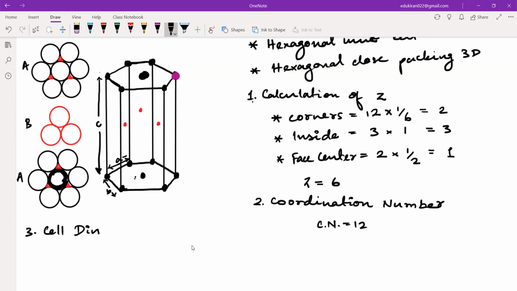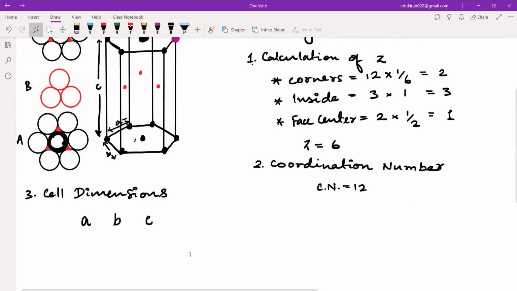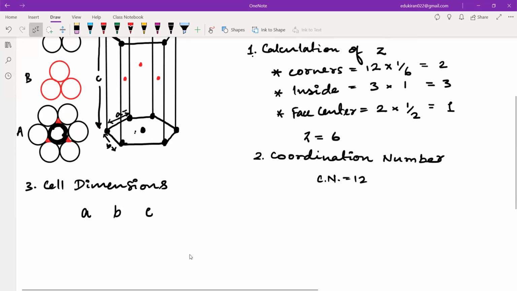Cell dimensions. Since it is a 3D object, it will have 3 dimensions: A, B, and C. So we have got the ABC lengths, and there will be angles corresponding to these sides also. There will be an alpha angle, a beta angle, and a gamma angle. Now please see what this alpha angle is. Alpha and A: you remove A, and alpha is the angle between B and C.